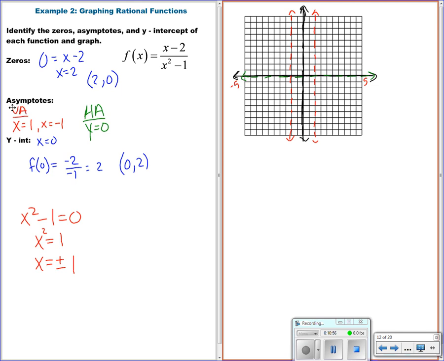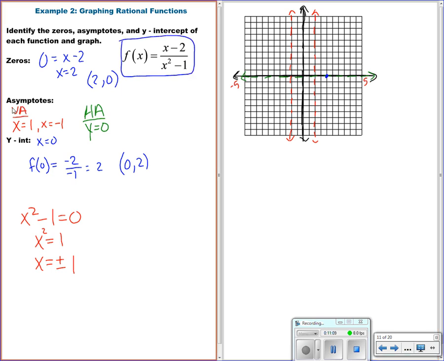Now, I have these zeros of 2, 0. Sometimes your graph will hit your horizontal asymptote when it's one polynomial over another. So keep that in mind. Sometimes they will hit it, but the end behavior, what happens as x gets really, really big and really, really small, means it's going to approach that asymptote. You have a y-intercept of 0, 2.